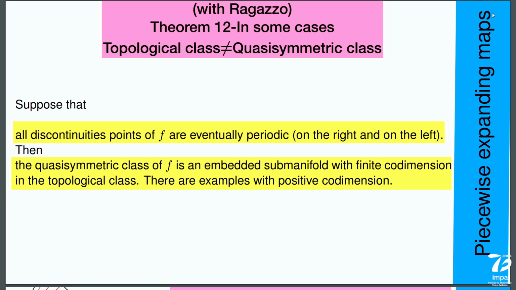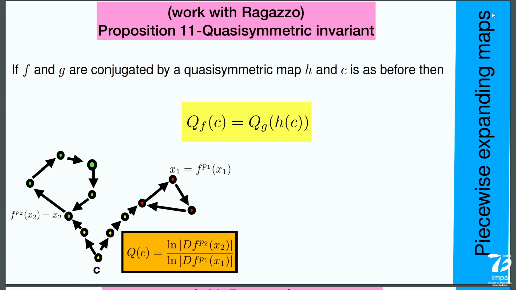Sorry, what was the setting? C is what? So C is a discontinuity for the map. So you can have a discontinuity like this. Okay? So in this case, when you have discontinuities, you have this non-trivial quasi-symmetric invariant.